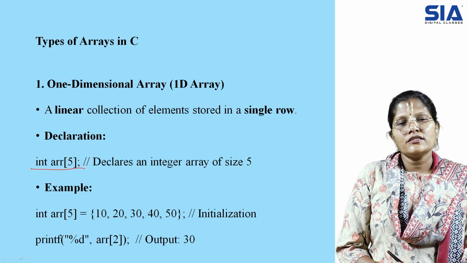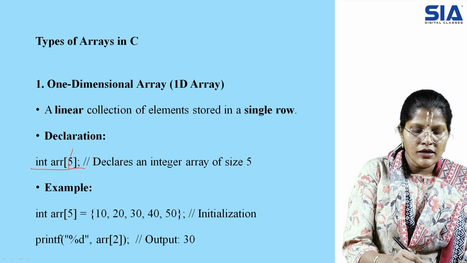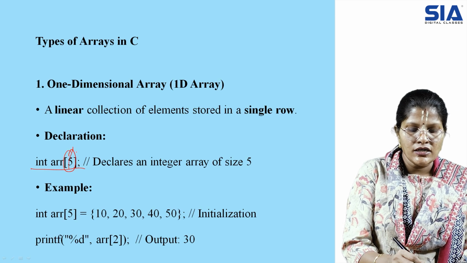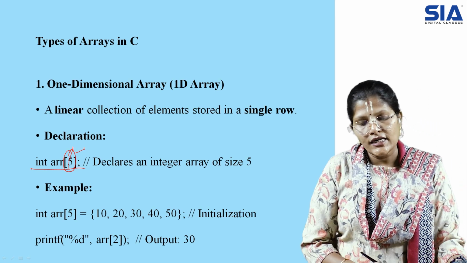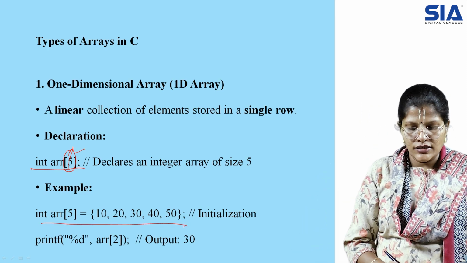This is said to be a one dimension or a single dimension, where you have only one dimension, that is, the size. So we are declaring an array of size 5. Here this is your declaration cum initialization.